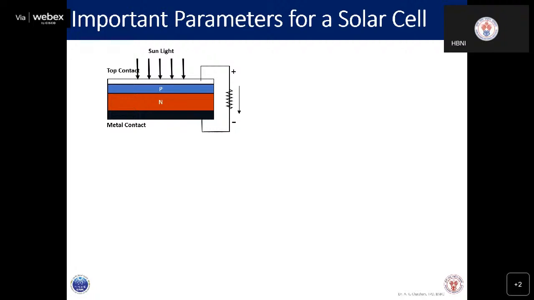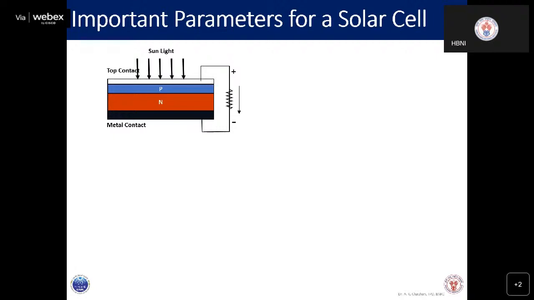Now, what are the important parameters for a solar cell? Suppose you have a solar cell. Now, you need to characterize the solar cell. So there are certain parameters which are important for any solar cell. We will see that for every solar cell you will be having those parameters.